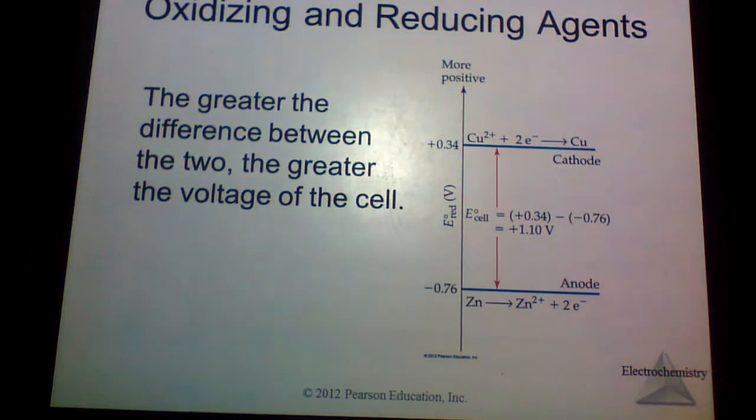Okay, so the greater the difference between cathode and anode, the greater the voltage of the cell. So if I have a really strong oxidizer and a really strong reducing agent, then I'm going to have more voltage that can be generated in the cell. And that's just because I'm going to have a larger potential energy difference between the two of them.